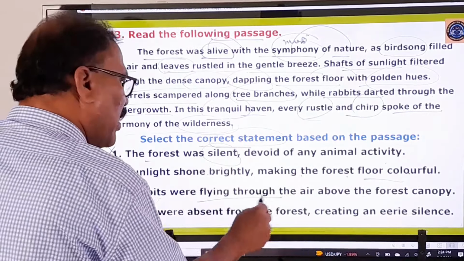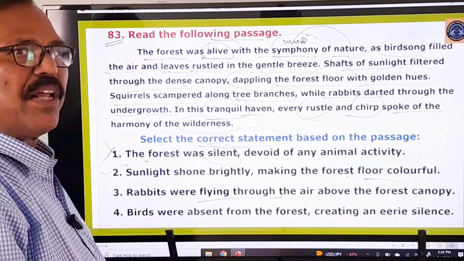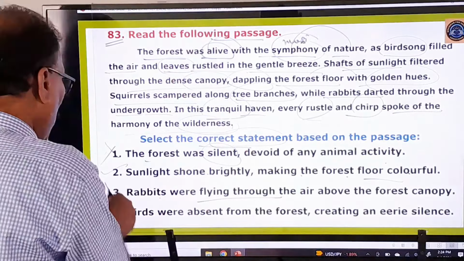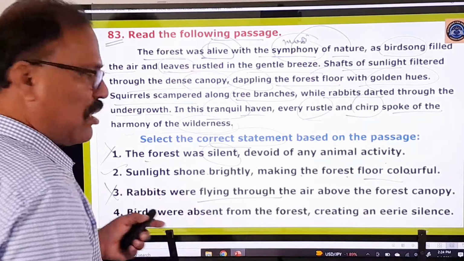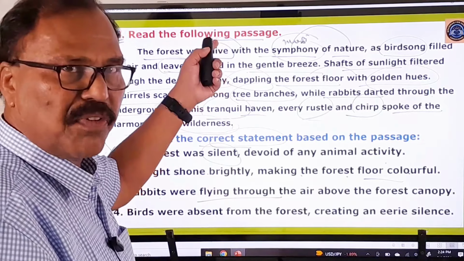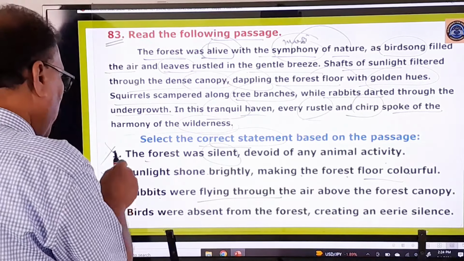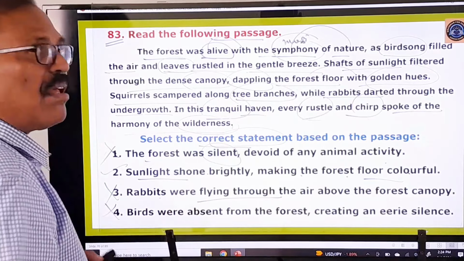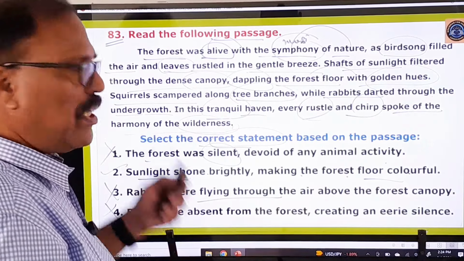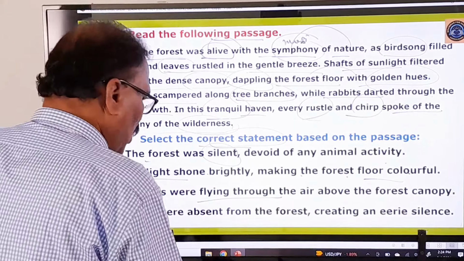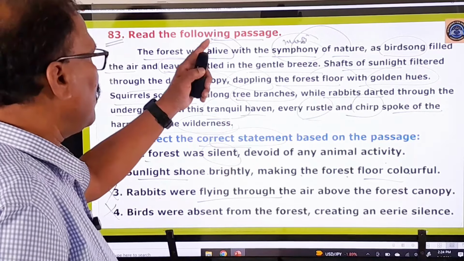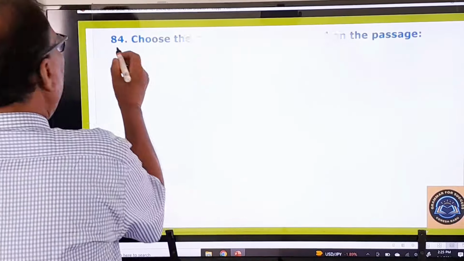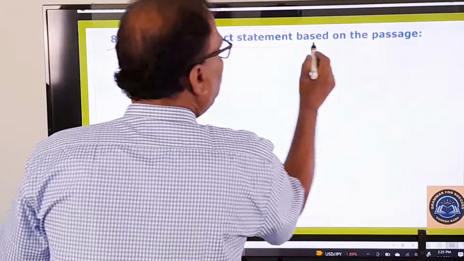Rabbits were flying through the air. Oh my God, will the rabbits fly through the air? No, that's why this is wrong. Birds were absent. No. Are the birds absent in this forest? No. So here the first one, third one, fourth one are absolutely wrong. Only the second statement is the right statement, and it is our answer. Now we move on to the next question based on this passage. 84th question is there. Choose the correct statement based on the passage.